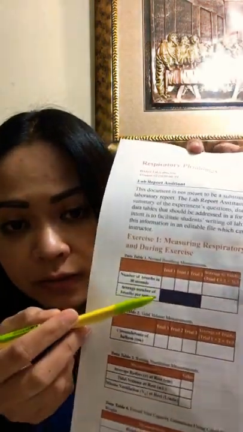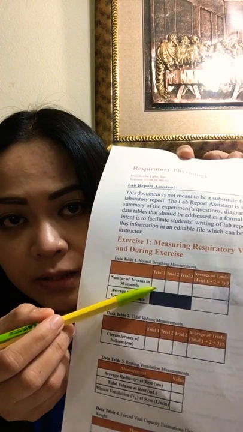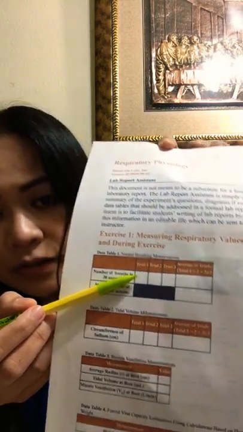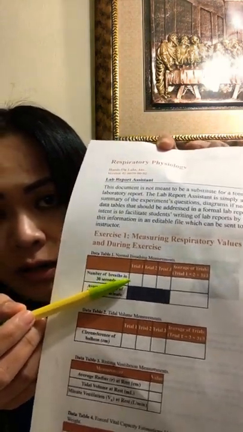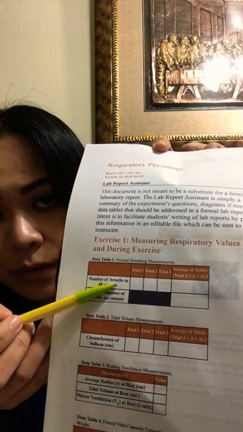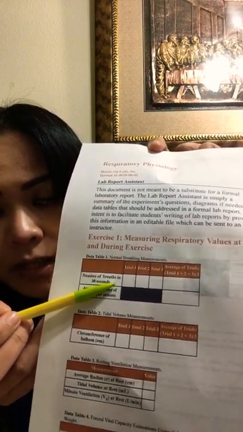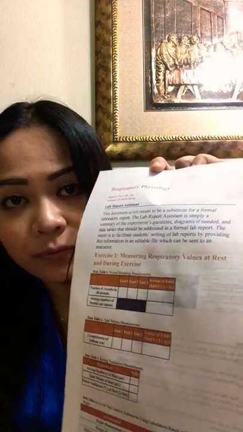From the result that I got, I'm going to record the number of breaths in data table 1. It says trial 1 next to the number of breaths per 30 seconds. For this video, I am only going to do this once, but for the lab, you have to repeat this 2 more times, a total of 3.